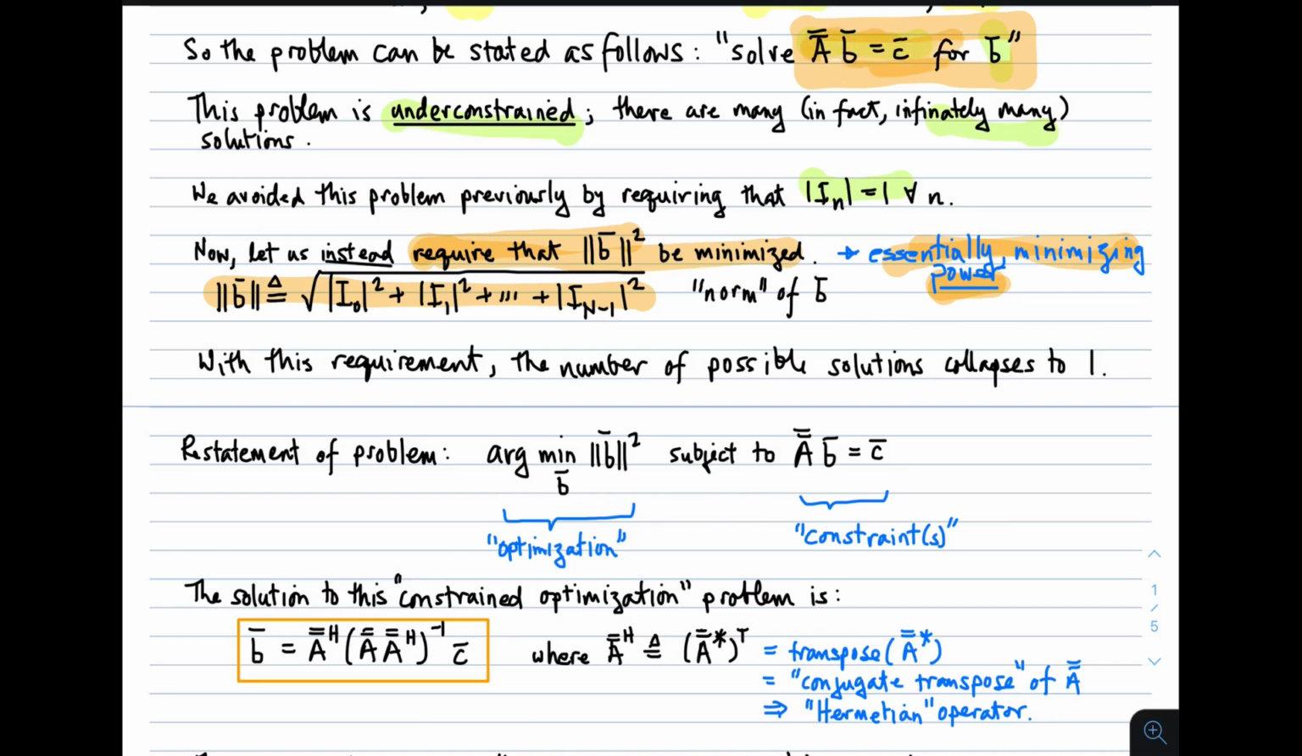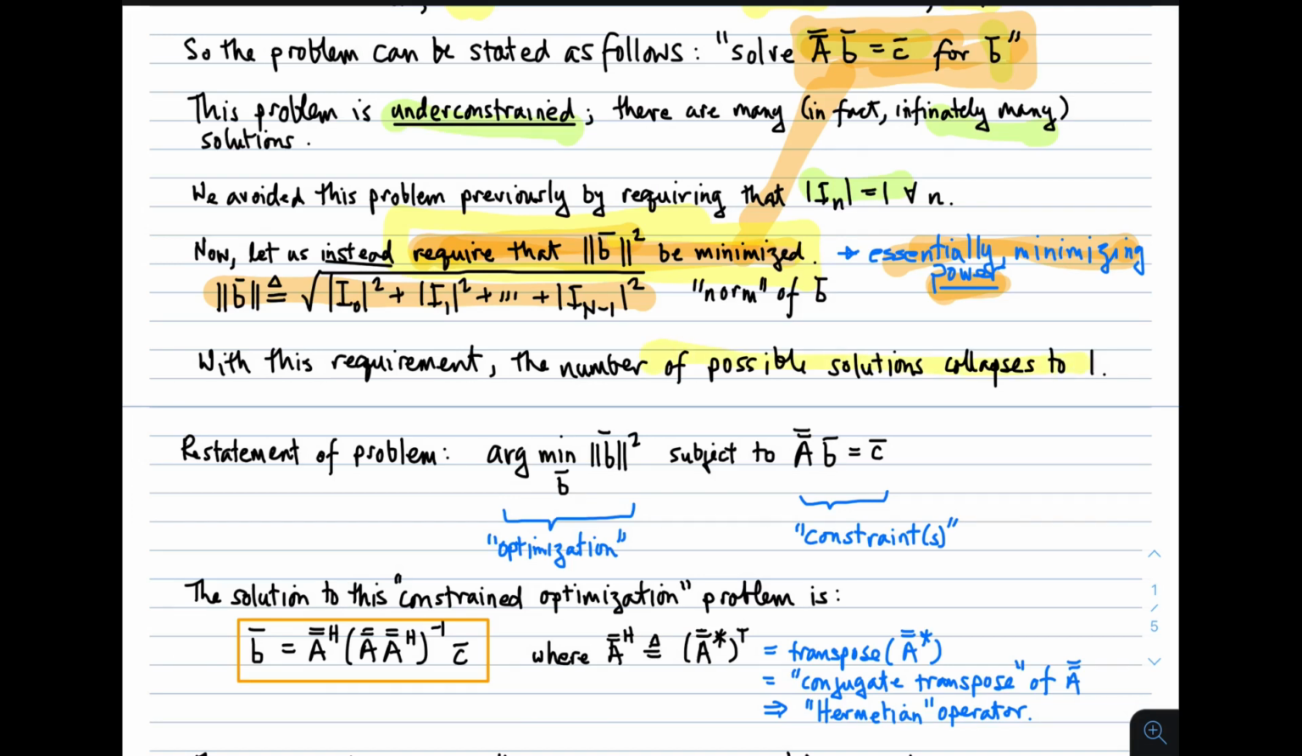Now, two things are going on. First, we have this equation, Ab equals c, and then secondly, we're going to require minimum power. We need to have them both, because if we ask only for this, obviously the solution will be zeros, because that'll give you the minimum norm squared of b. But with this requirement, then the number of possible solutions will collapse to 1.